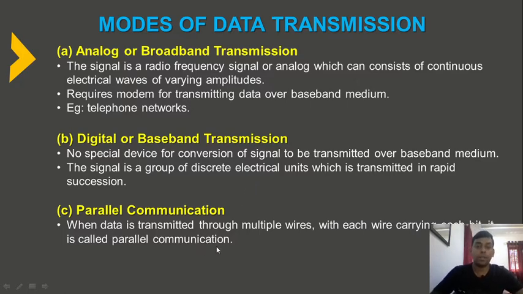It's another mode of data transmission. When data is transmitted through multiple wires, each wire carrying each bit, it is called parallel communication. That means when we send data from one place to the receiver, it is transmitted through multiple wires, parallelly. In physics you might have learned parallel and serial communication, right? Parallel means there will be multiple wires, and the data is transmitted through multiple wires at a time, each wire carrying each bit.